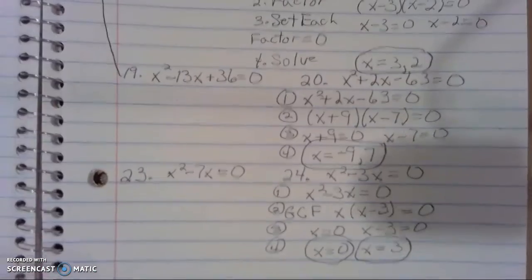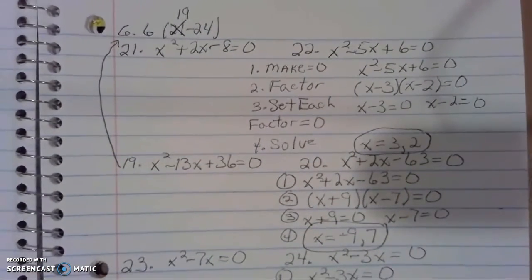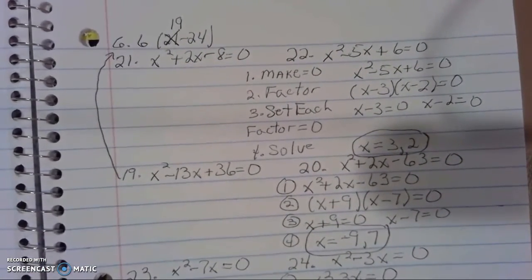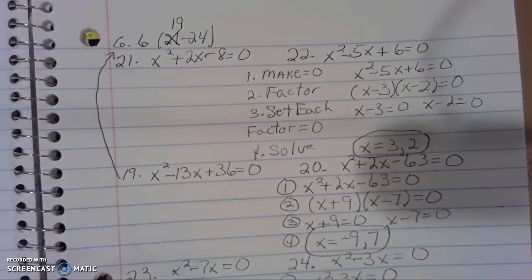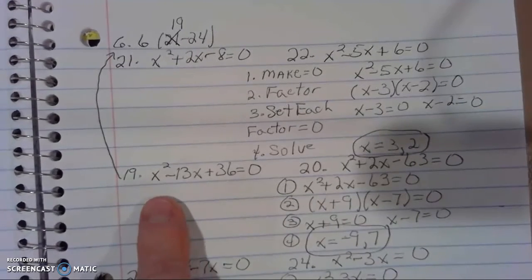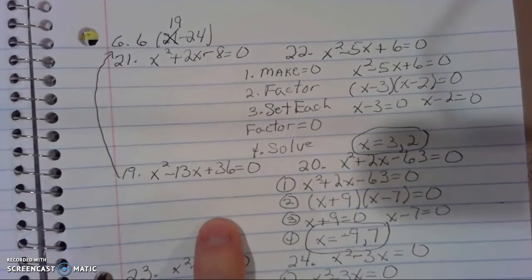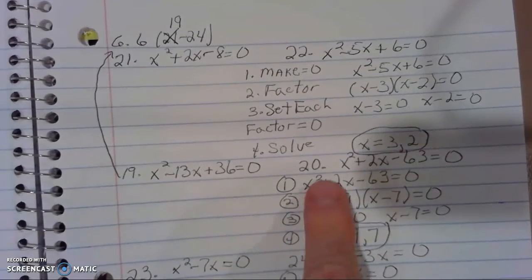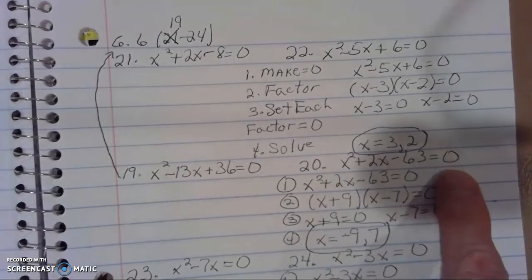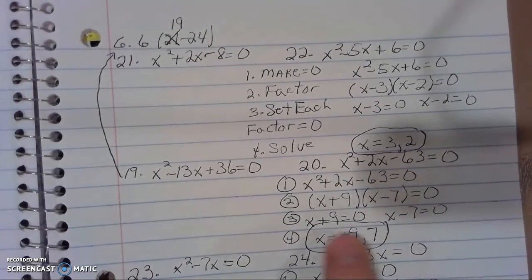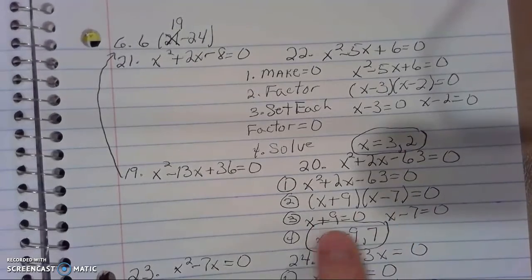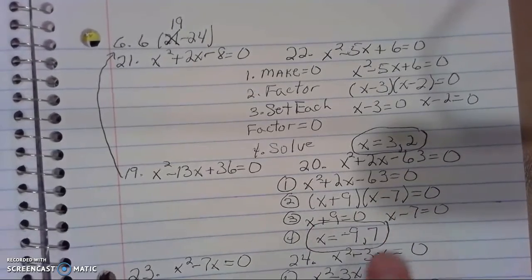Then 6.6, we have equations. This is the only part of the assignment where we have equations. Okay, number 19 should have been up here, but 19 and 20, here's the first thing. The first thing you do when you have an equation that has squareds in it, make sure it's equal to 0, then factor, then set each factor equal to 0.